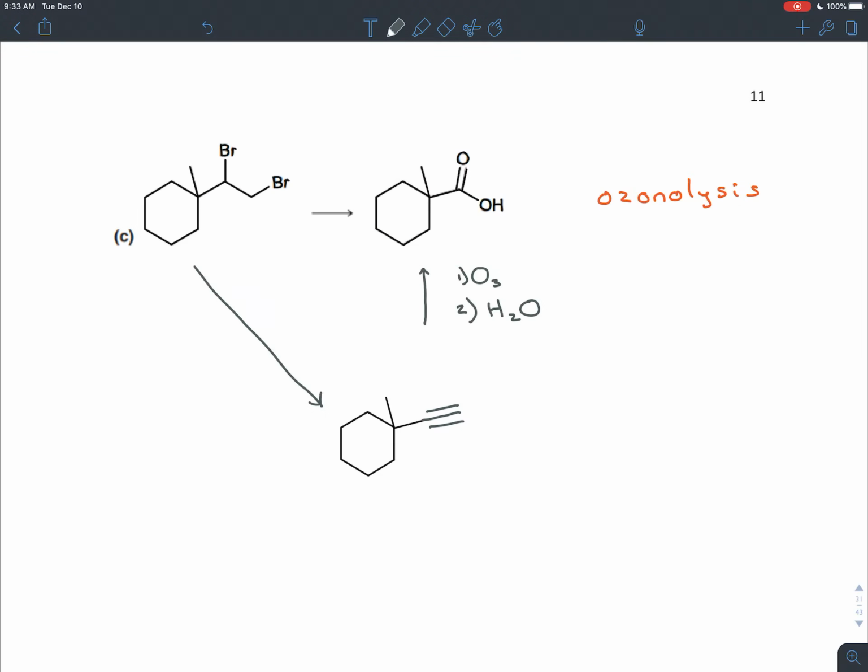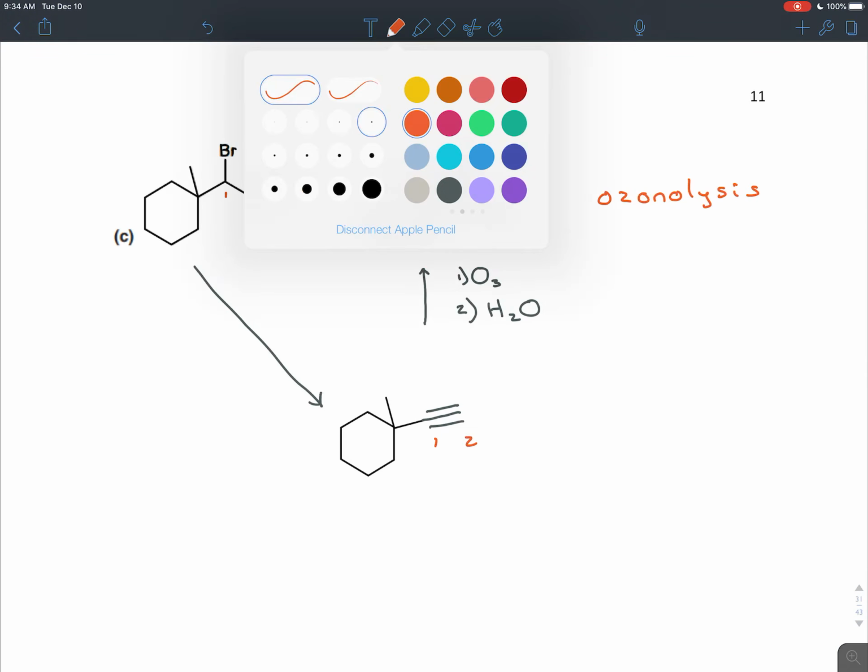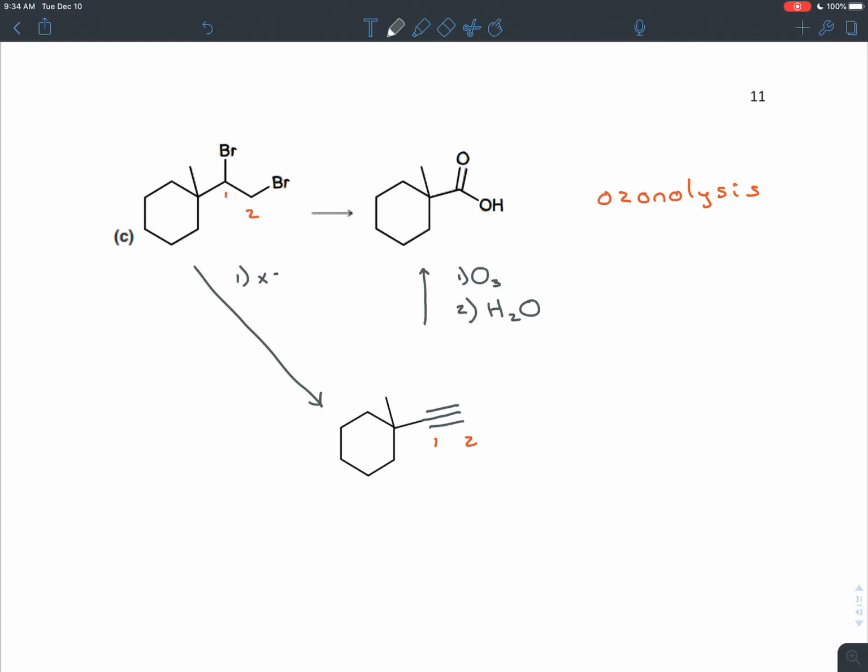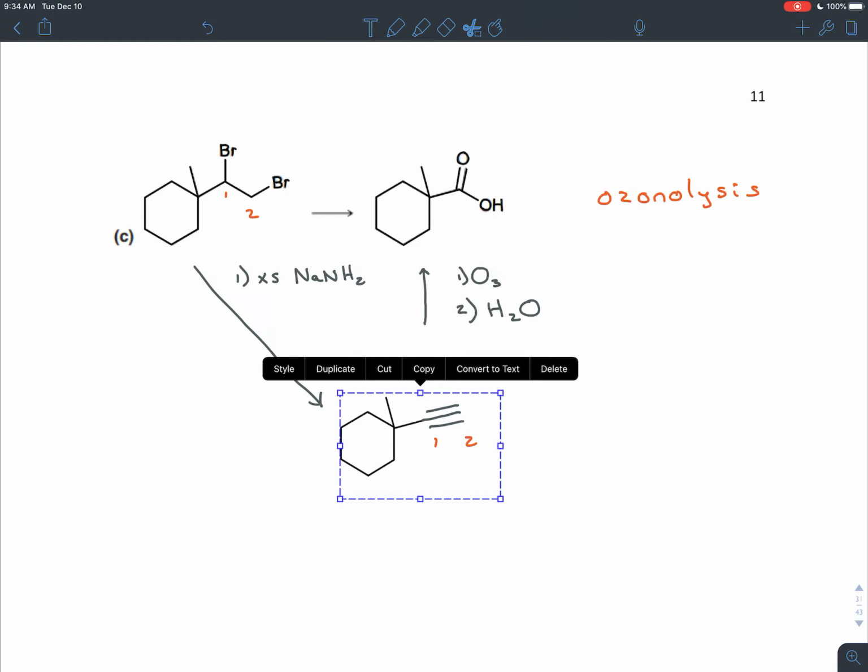We have two bromines. And if you notice, if you number these, you have 1, 2, that's like 1, 2 here. You see the bromines and you should think, oh, those are leaving groups. I have two leaving groups. That means I can do two elimination reactions. Each elimination reaction will create one of the pi bonds. So one elimination creates one pi bond, the other elimination creates the other pi bond. To do two elimination reactions in one step, it's a two-step procedure. You add excess sodium amide, and that rips these off. It creates the terminal alkyne, actually, all by itself.